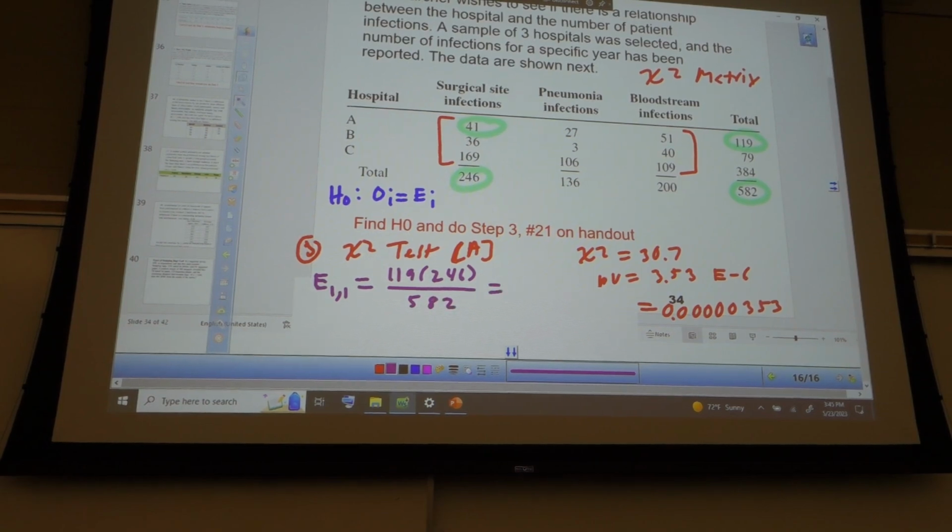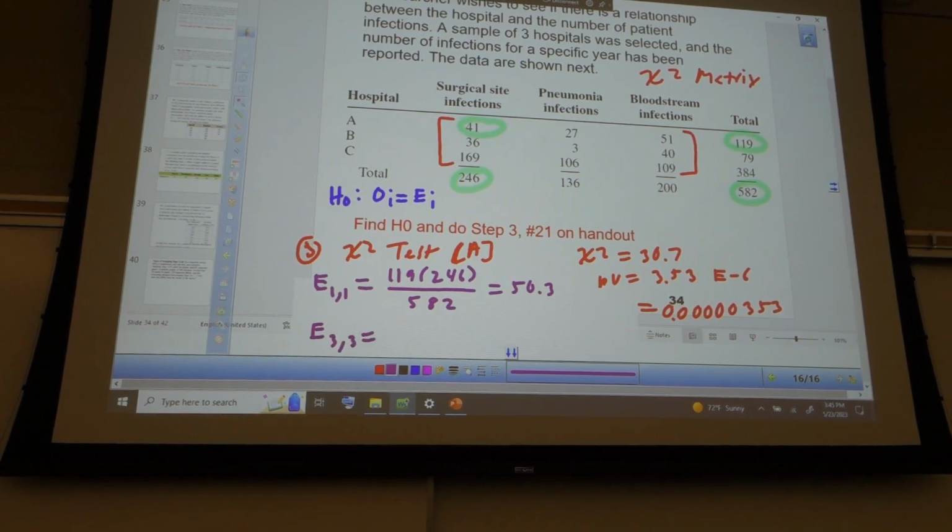And for that one, you got what? 50.29. 50.3. And then the other one is E of the last row, last column, row 3, column 3. So again, you're going to take its row total and its column total, divide by the grand total, and for this one you got what? 131.96. 131.95. Okay, good. Perfect. All right, so now let's take a look at the next problem.